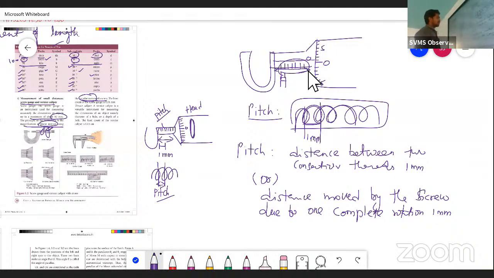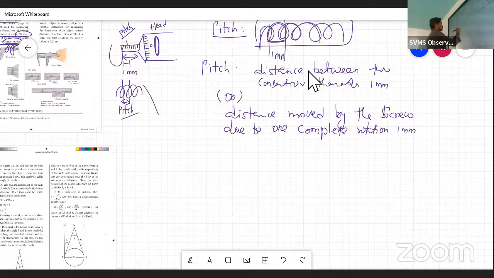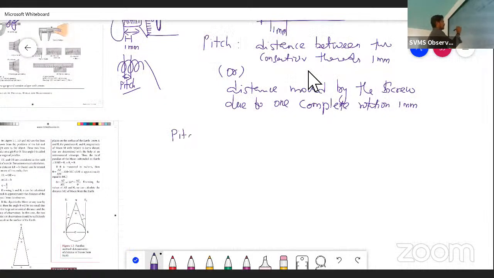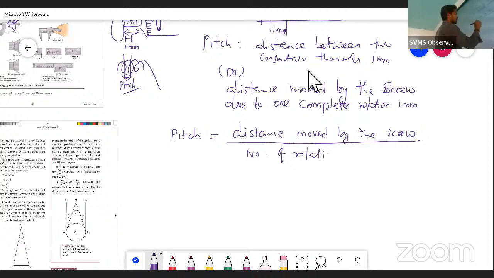And next, I want to explain how we calculate and measure the pitch. The formula of pitch is equal to the distance moved by the screw divided by the number of rotations. If one rotation is completed in the circular motion, the distance moved by the screw is 1 millimeter. For example, if 5 rotations are completed in the circular scale, which means the head scale, the distance moved by the screw in the pitch scale is 5 millimeter.